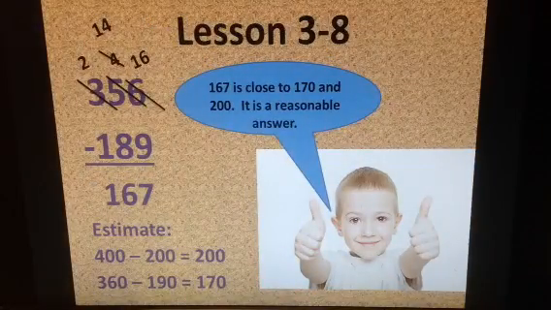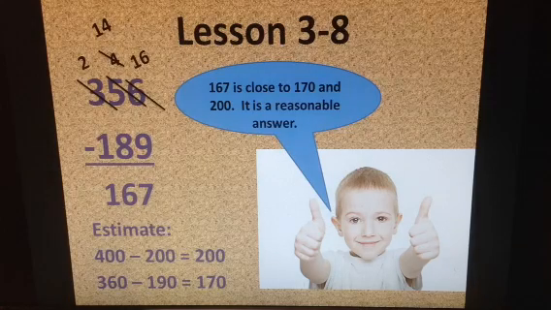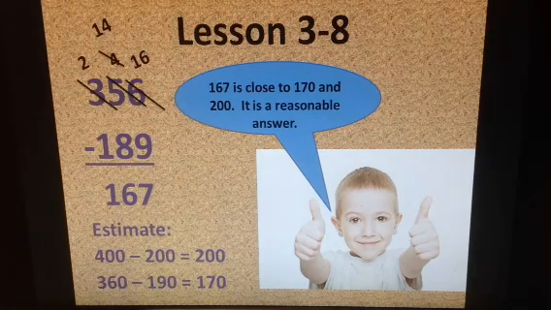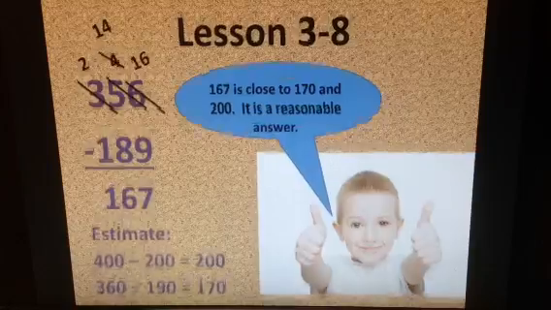Here it is with all the regrouping done. Correct answer 167. And if you check your estimate, 167 is close to 170 and 200, so it is a reasonable answer.